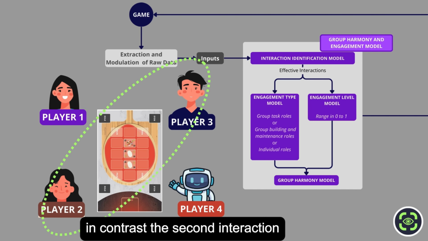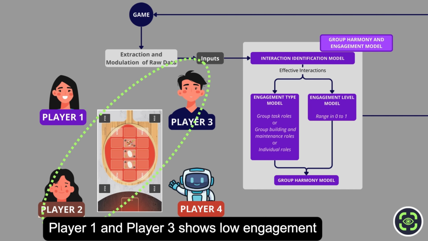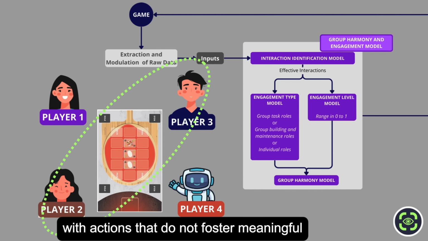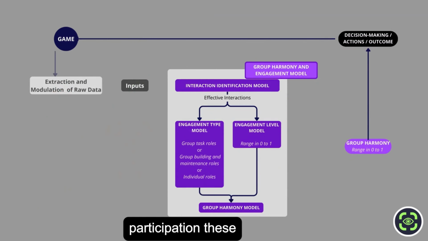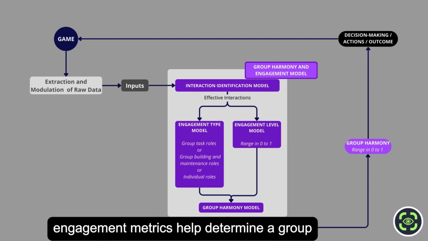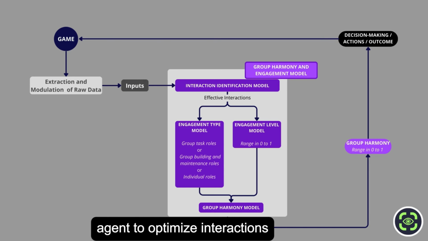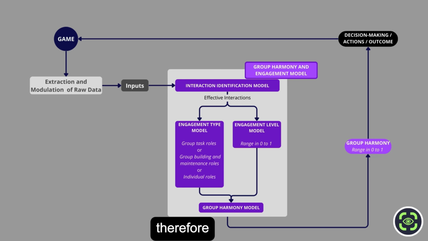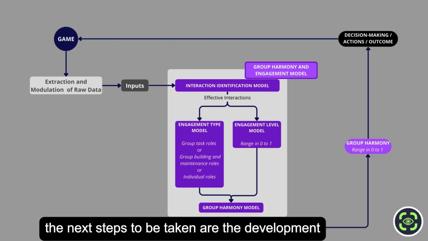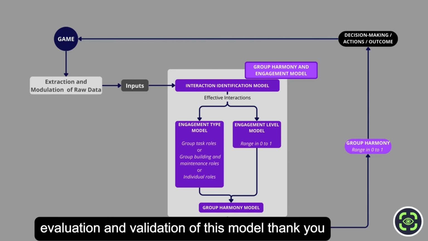In contrast, the second interaction, Player 1 and Player 3, shows low engagement, with actions that do not foster meaningful participation. These engagement metrics help determine a group harmony score, which can be used by a decision-making agent to optimize interactions. Therefore, the next steps to be taken are the development, evaluation, and validation of this model.